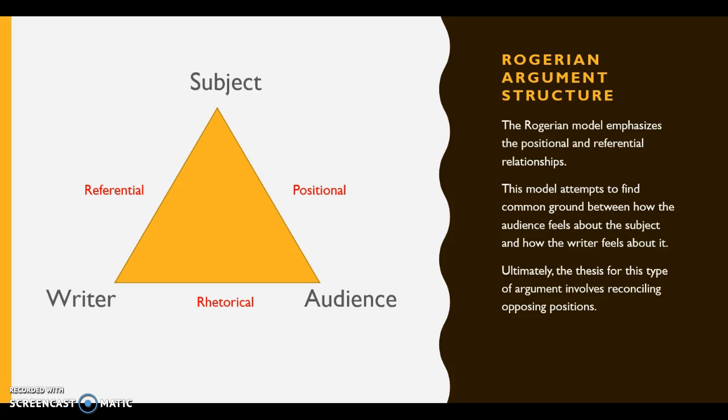So let's talk a little bit about the argument structure. Keep in mind that the Rogerian model, unlike the Aristotelian model, emphasizes the positional and referential relationships, not the rhetorical relationship as we had with the Aristotelian model. So the Rogerian model really tries to find common ground between the way that the audience and the writer feel about the subject that they're talking about. Keep in mind that with this type of model, your thesis is going to basically be the common ground. You're basically going to be thinking about what the two sides have in common and how they can potentially reconcile their conflicts.